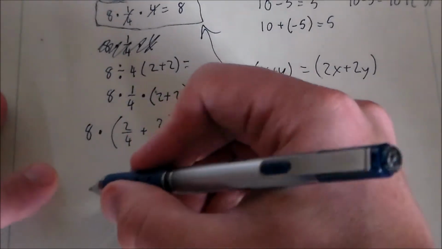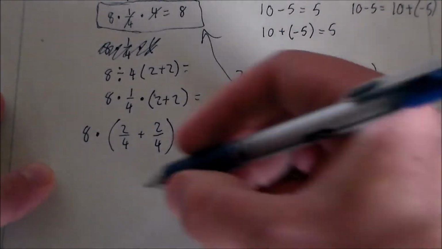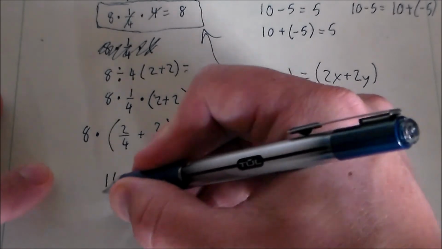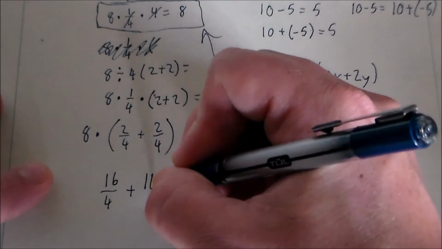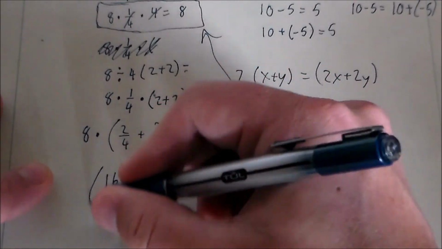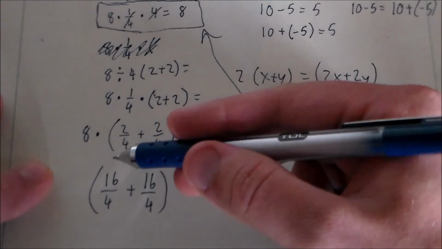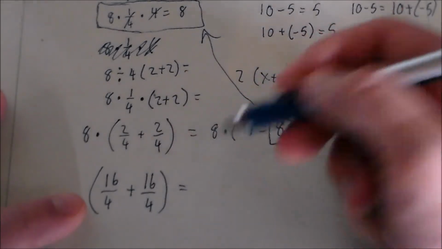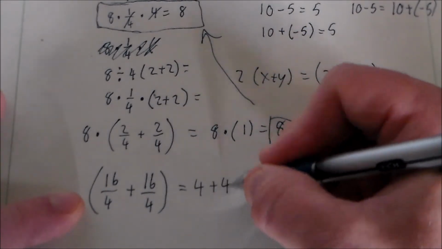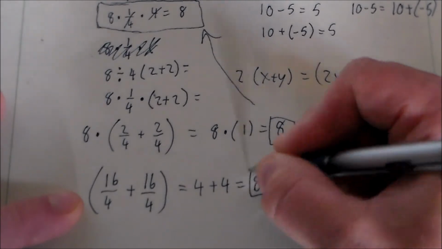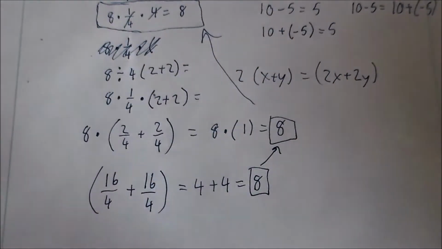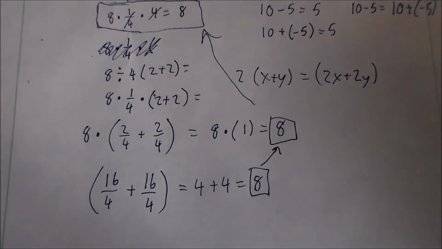There's the other way of solving this, which is we distribute the 8 across. So then we have 16/4 plus 16/4 quantity, which is 4 plus 4, which is 8. And look at that. Now, this may seem redundant, but again, I'm a firm believer that the more times you can show the same answer by doing different methods, the more correct that answer is.